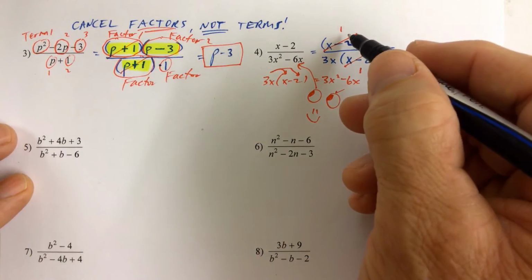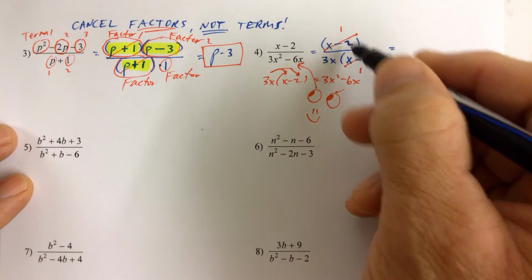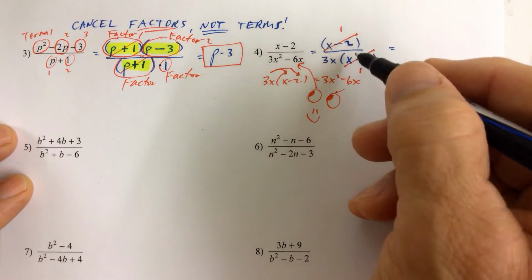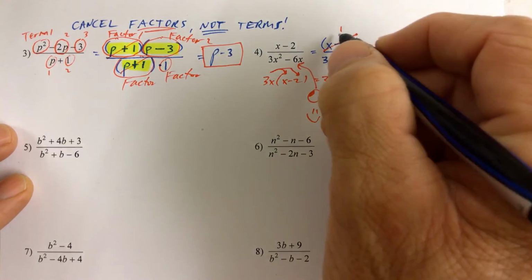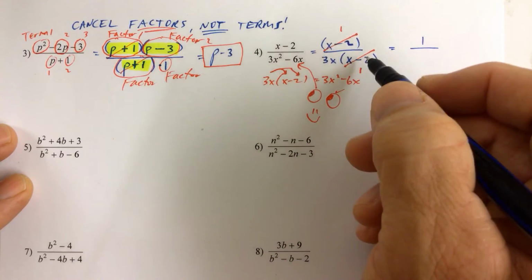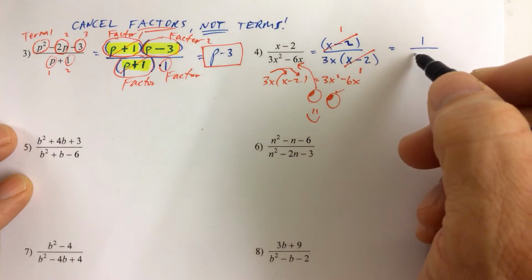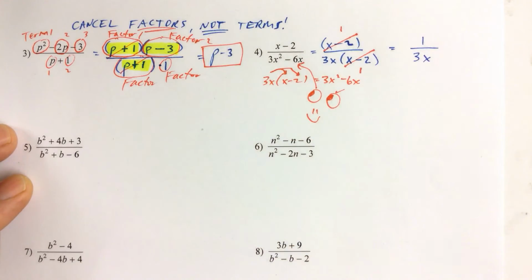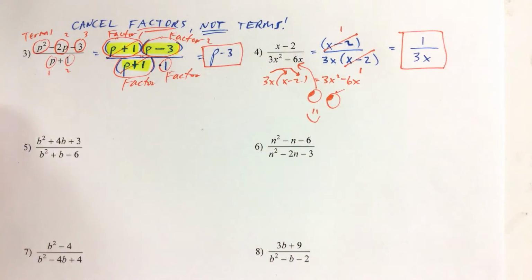Don't replace that with a 0. Anytime we cancel, x minus 2 over x minus 2 is 1. So it's like these two factors being replaced by a 1. What's left over in the numerator is just a 1. There's nothing else to cancel, and what's left over in the denominator is 3 times x times 1, and that's just 3x. So hopefully you were successful in simplifying that expression.